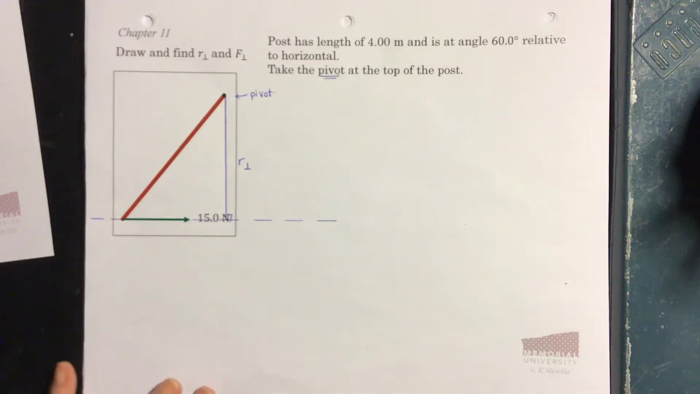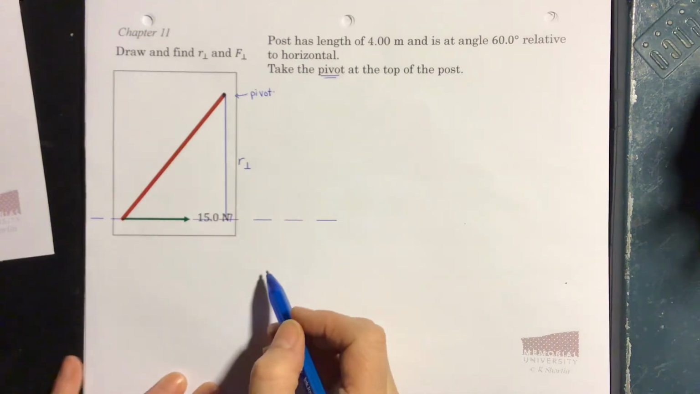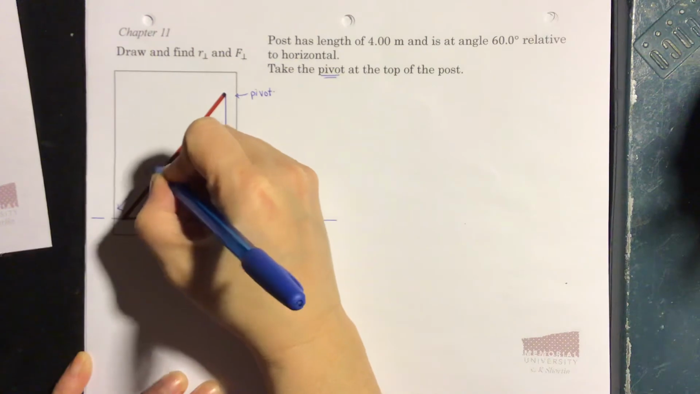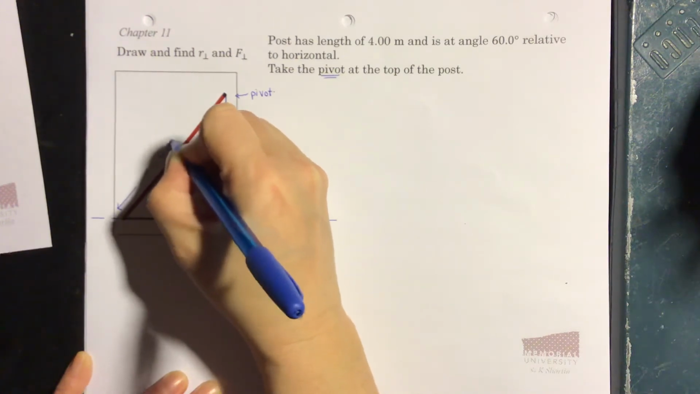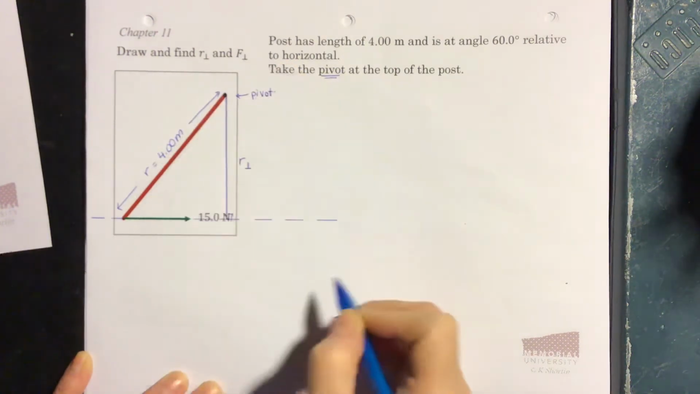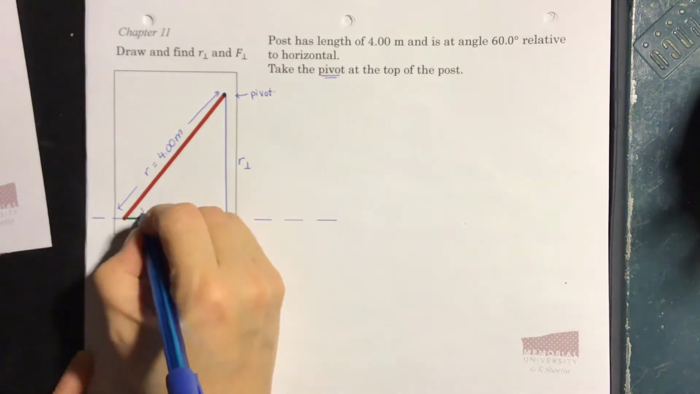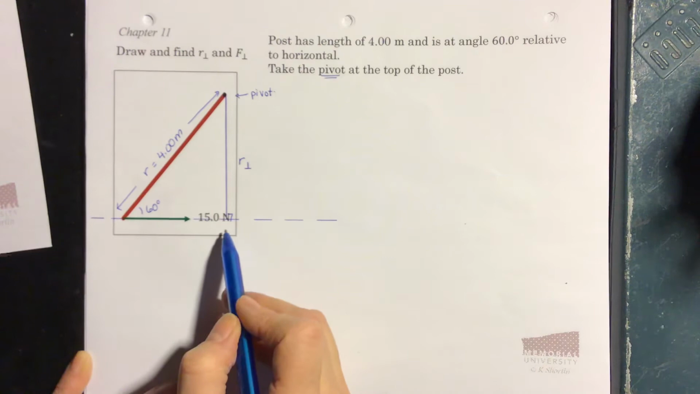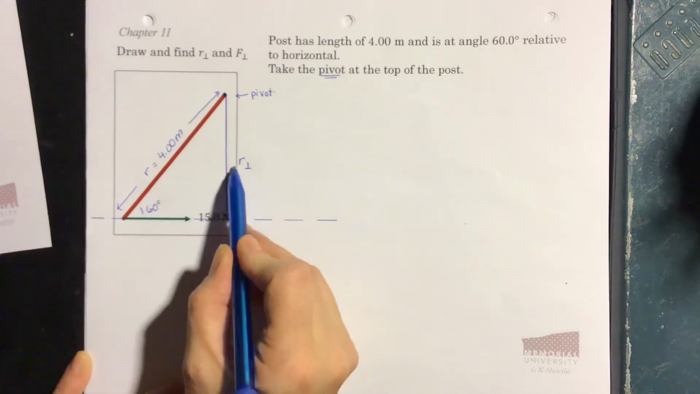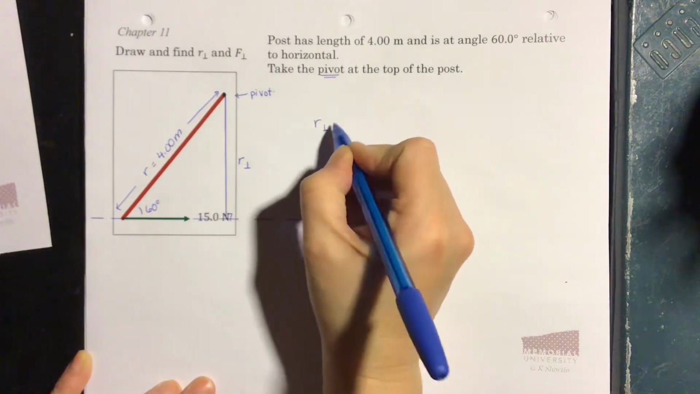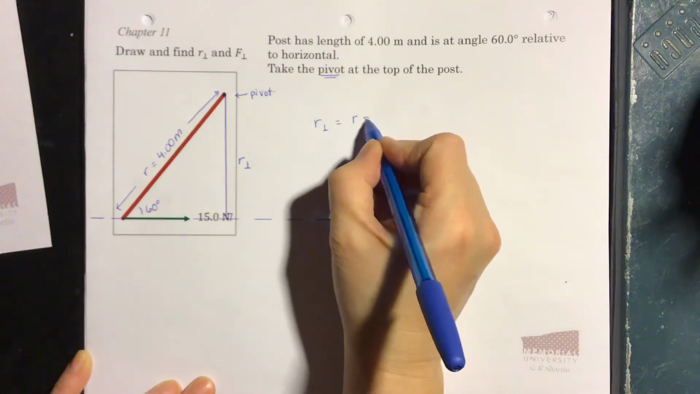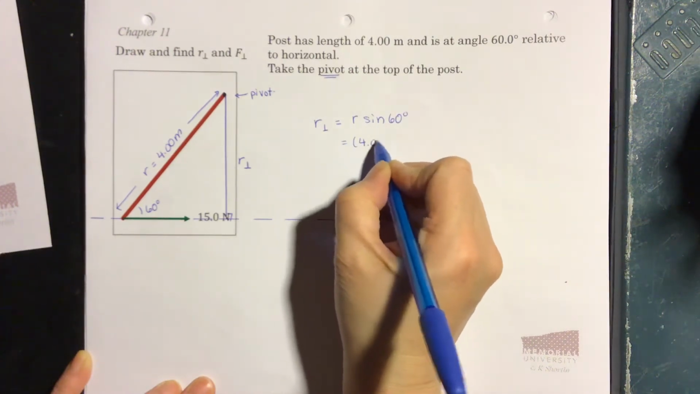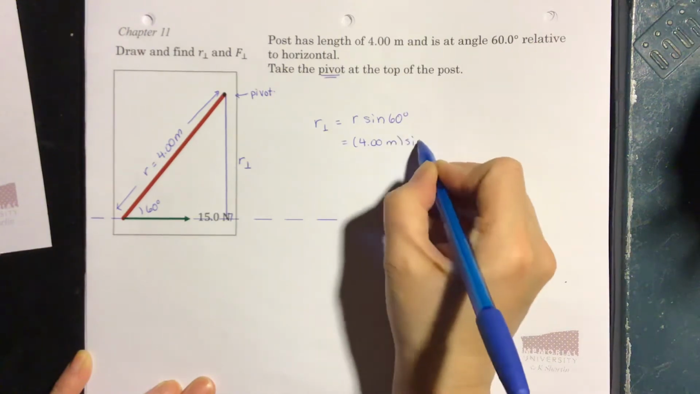Let's see, how are we going to find our perpendicular? Well, we know that the length of the post, we might call that R, is equal to 4 meters. That's from here to here. And the angle is 60 degrees relative to the horizontal. So if we look at our triangle and think about trig, this is the hypotenuse, this is the opposite. So our perpendicular equals R times the sine of 60 degrees. So 4 meters times sine 60 degrees.